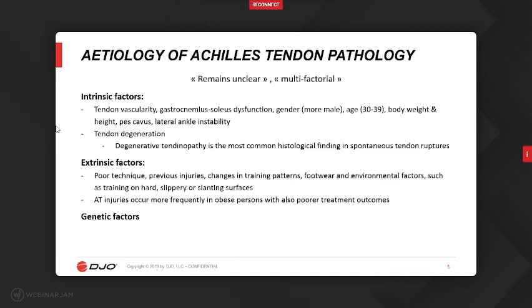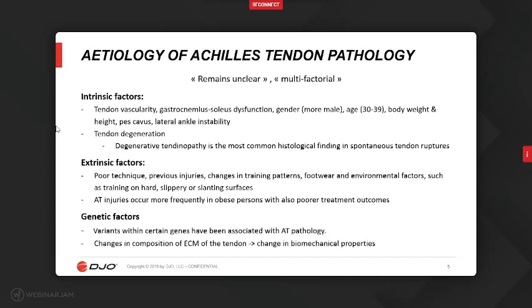Then we also have extrinsic factors like poor technique, previous injuries, changes in training patterns, footwear, environmental factors such as training on hard, slippery, or slanting surfaces. And then AT injuries occur more frequently in obese persons, with also poor treatment outcomes in this population.